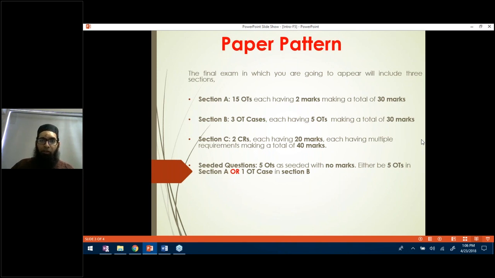Right? So any question on the paper pattern? Any question regarding the paper pattern? So I once again presume there is no question right away.